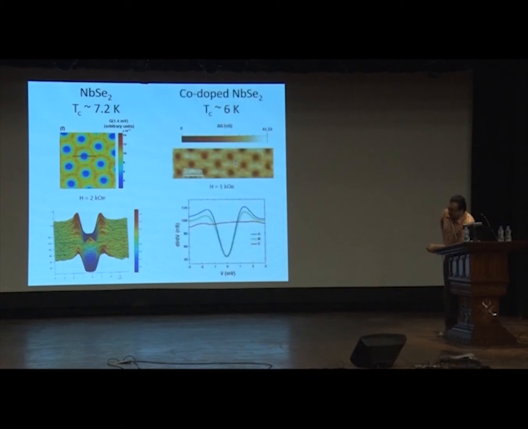Okay, if you go to a slightly more disordered sample, then this peak actually gets smeared out, but again you get something where the core of the vortex is a normal metal. So you have here at the core a flat spectrum, and you get a gap when you are away from the vortex core.